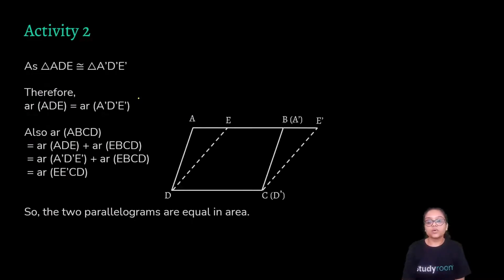So, they both are congruent. Like triangle ADE is congruent to A'D'E'. Why so? Because we have just cut out the same part, so obviously they would be congruent. Right. Now, since they are congruent, we can state that area of ABCD is equal to area of ADE plus area of EBCD, or we can replace area of ADE with A'D'E'. So we arrive at a conclusion that both the parallelograms have the same area. Correct? So activity 1 and 2 prove that two parallelograms on the same base and between the same parallels have equal areas.